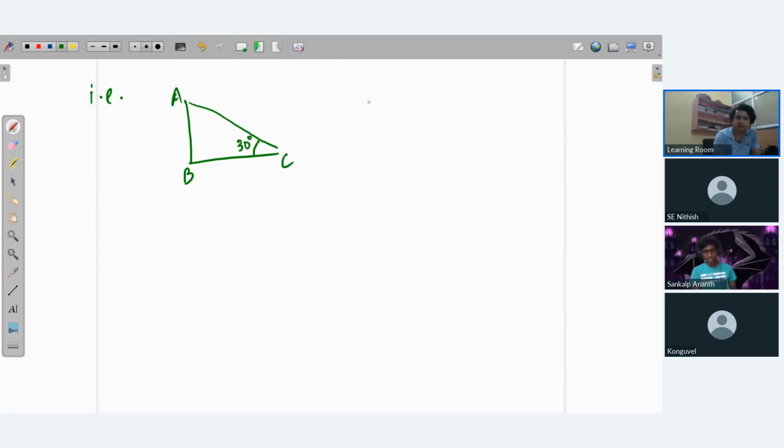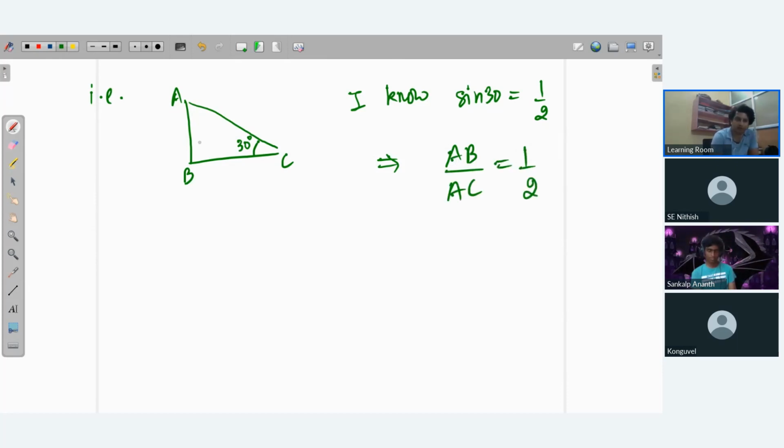Now, since I know sine 30 is 1 by 2, it means perpendicular over hypotenuse is 1 by 2 always. This length will always be twice of this length. Sorry, AC, the hypotenuse, is twice of the perpendicular. That is, if this was 5, then this will be 10. Okay, that is the whole general thing.